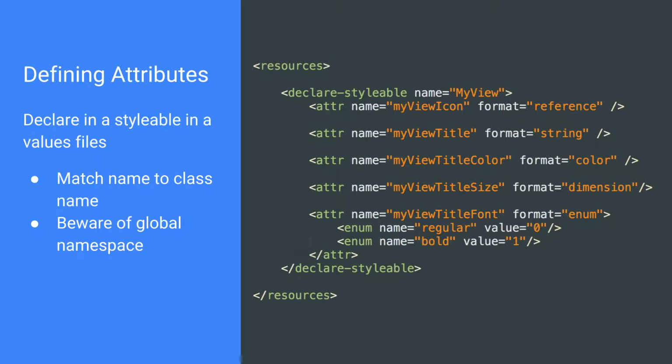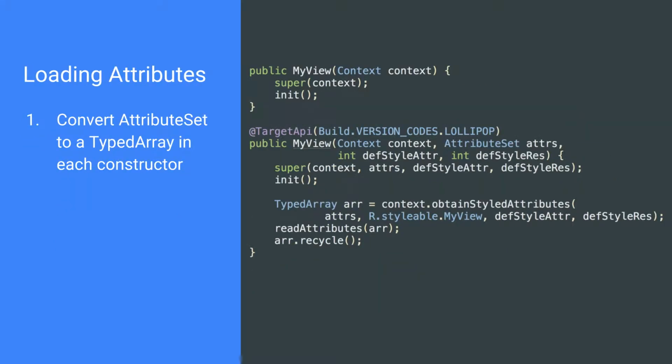Enums are a little funky, and flags have a similar sort of format where you define enum and then the enum name, and you define each of your values and give them an integer value that works underneath the hood. So how do we load them?